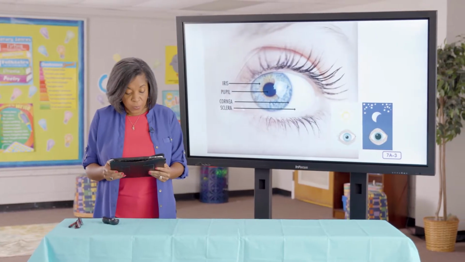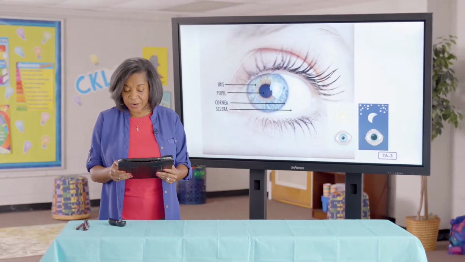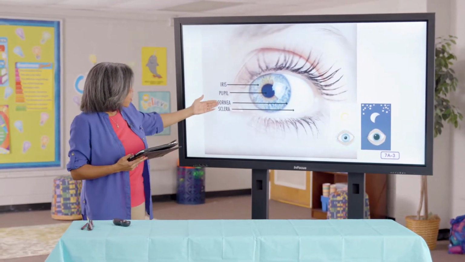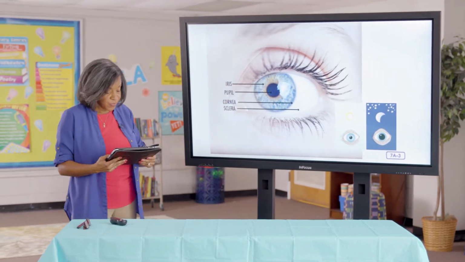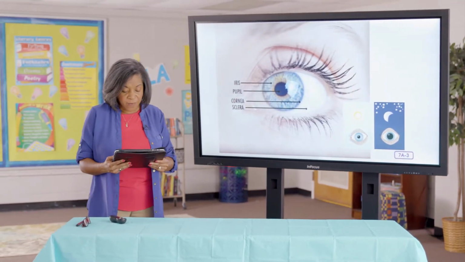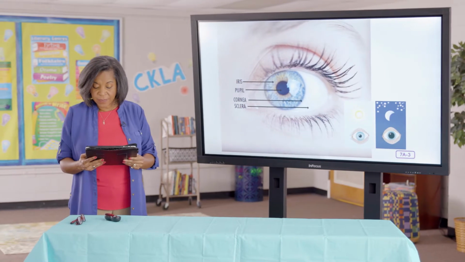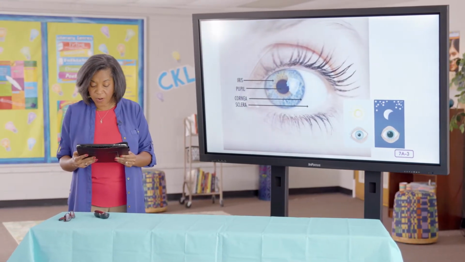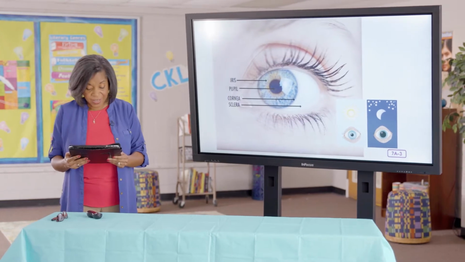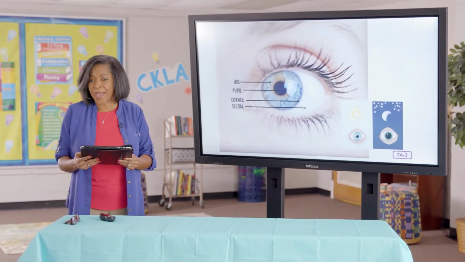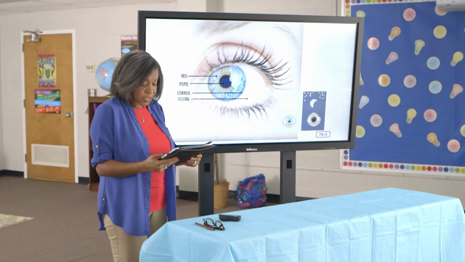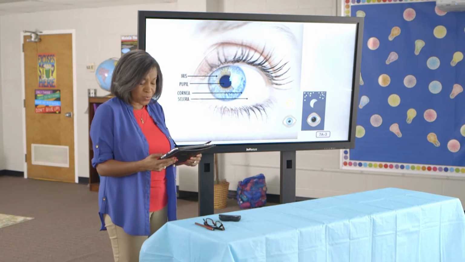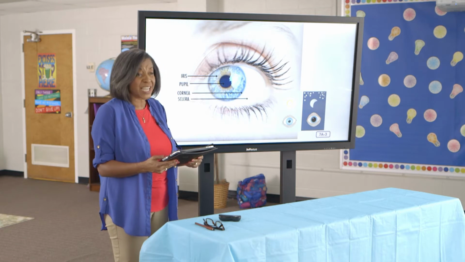The outer visible part of the eye includes the sclera, cornea, iris, and pupil. All of those are labeled right here. The white outer layer of the eye is called the sclera. The thin, tough, transparent tissue that covers the colored part of the eye is called the cornea, and it allows light to pass through. Together, the sclera and the cornea protect the eye from germs, dangerous particles, and damaging light rays.